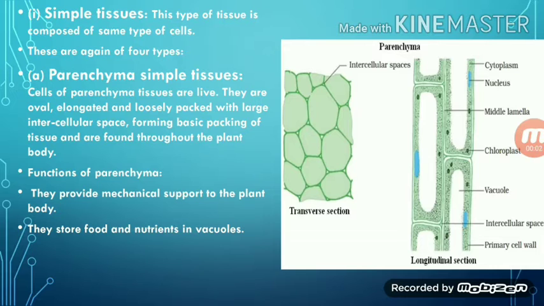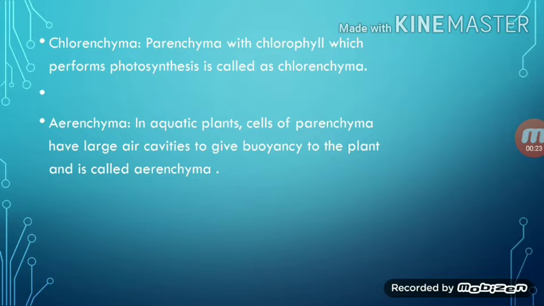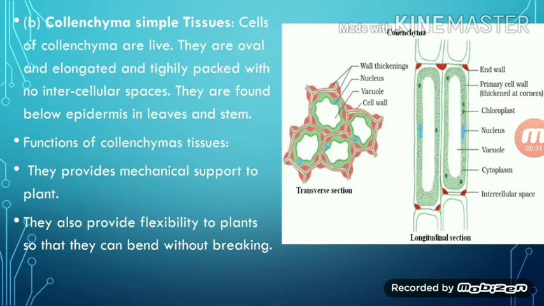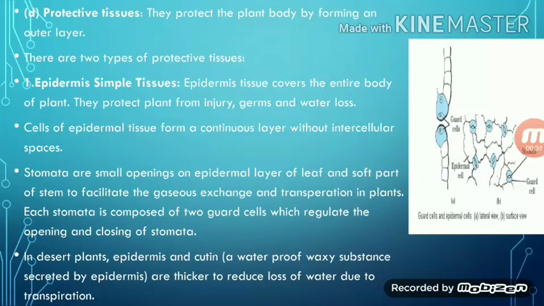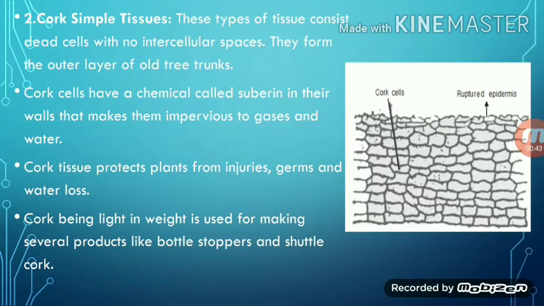At first we are going to discuss about simple tissue. This type of tissue is composed of same type of cells, and these are again of four different types. One is parenchyma, and these are of several types: parenchyma only, chlorenchyma and arenchyma. I'll discuss in detail later. Second one is collenchyma. Third one is sclerenchyma, and fourth one is protective tissue or epidermis and cork.